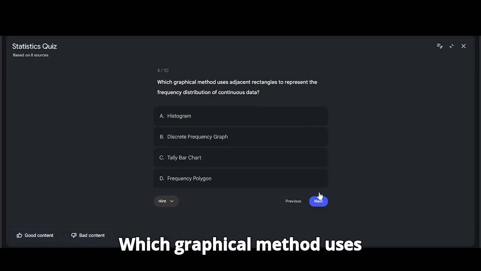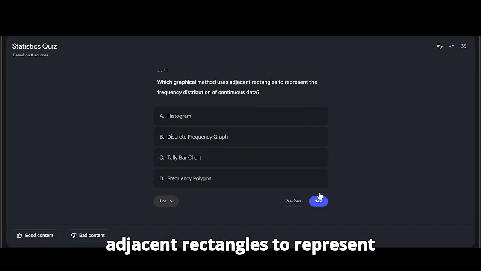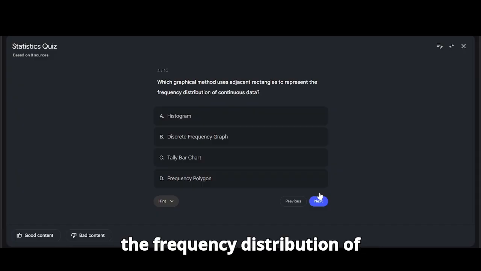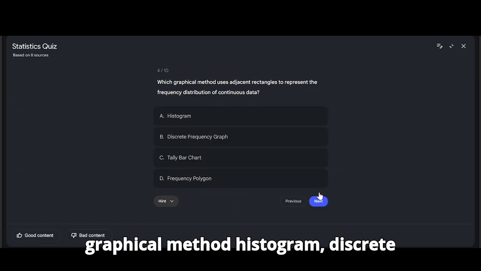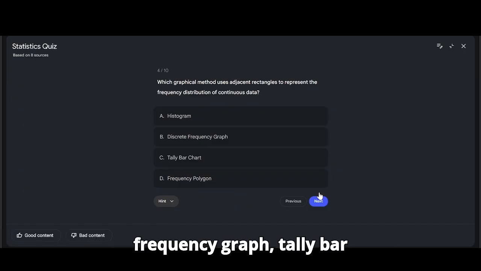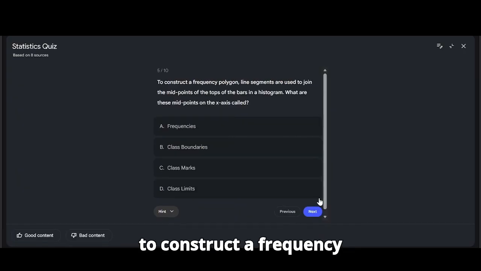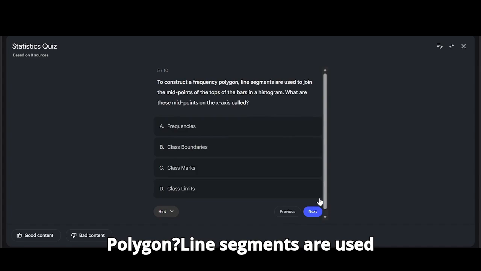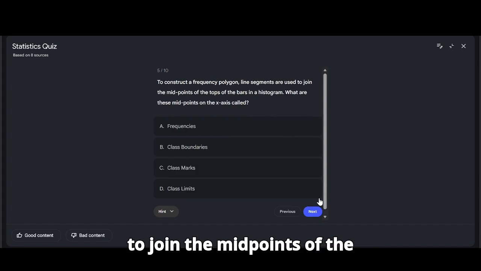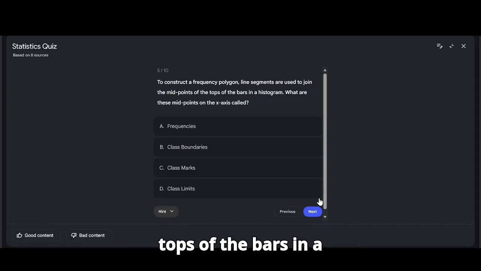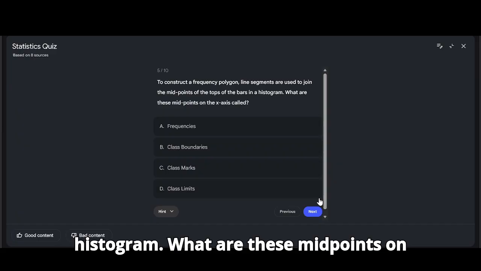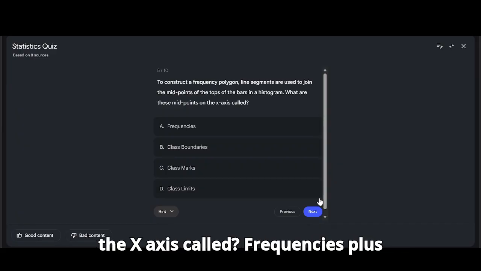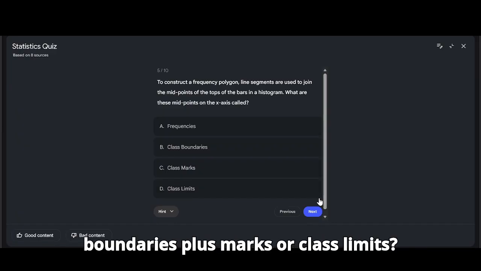Which graphical method uses adjacent rectangles to represent the frequency distribution of continuous data? Is that graphical method histogram, discrete frequency graph, tally bar chart, or frequency polygon? To construct a frequency polygon, line segments are used to join the midpoints of the tops of the bars in a histogram. What are these midpoints on the x-axis called? Frequencies, class boundaries, class marks, or class limits?